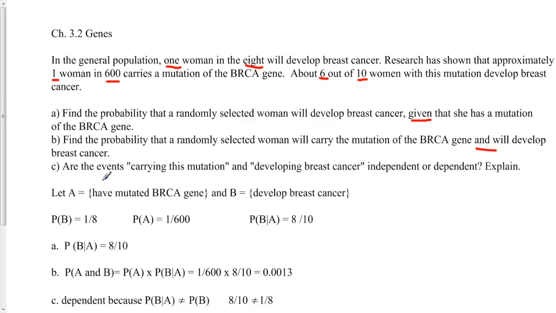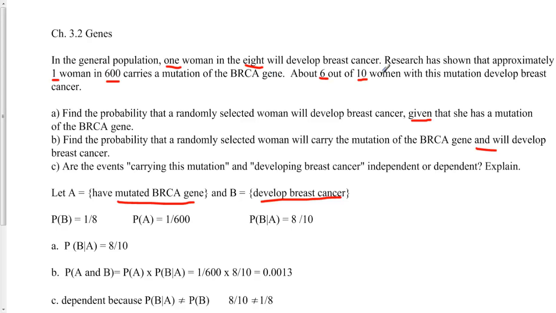Alright, so what we're going to do is look at these 3 items that I've written here. 1 in 8 women develop breast cancer, and we know that B is developed breast cancer. So the probability of B is 1/8. I'm just taking this out of the reading. 1 over 600 is that they carry that gene. So that's what A is. They carry the gene.